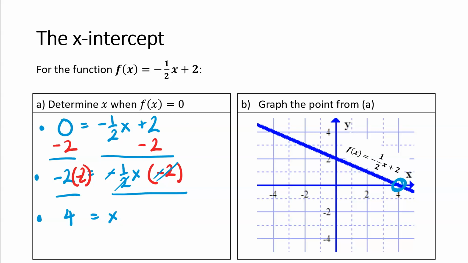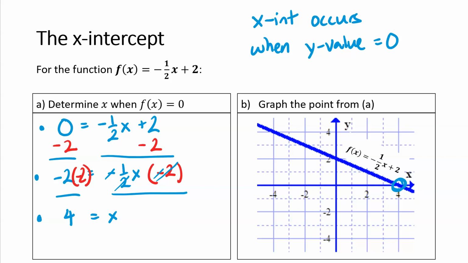So we can say, whereas the y-intercept occurs when the x value is 0, the x-intercept occurs when the y value equals 0. Or you can say the y value of the x-intercept equals 0.